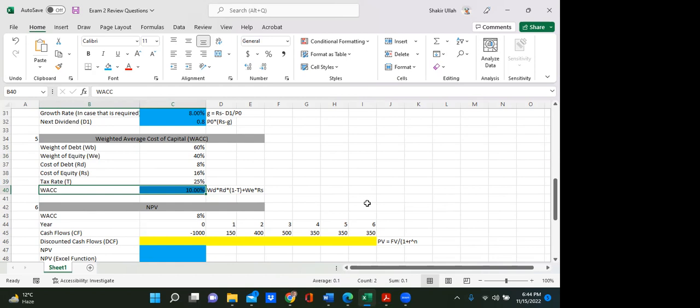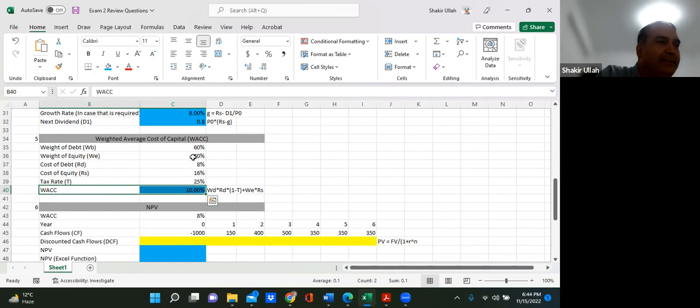Because I'm guessing. Okay, but still, what we're doing here, look at this. The cost of equity is 16% and the cost of debt is 8%. So obviously equity is expensive and debt is cheaper, right? And what we're doing is replacing the cheaper thing with an expensive thing, right? So the overall cost is going to go up. Make sense? So let's do that.